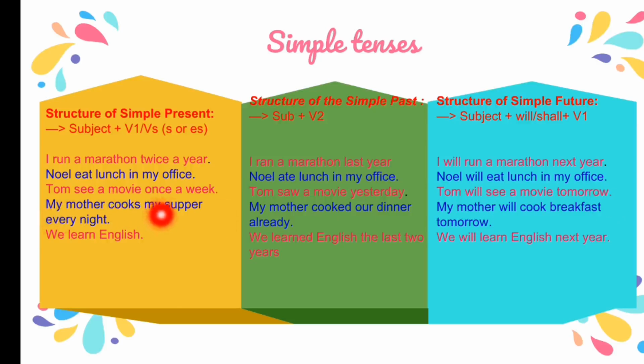Tom sees a movie once a week. So this is simple present tense. Let's see how we have to write it in simple past. Tom is the subject. The V2 form of see is saw. Tom saw a movie yesterday. And what about the future tense? Tom will see a movie tomorrow. In this sentence you will have tomorrow or the next day, like that.